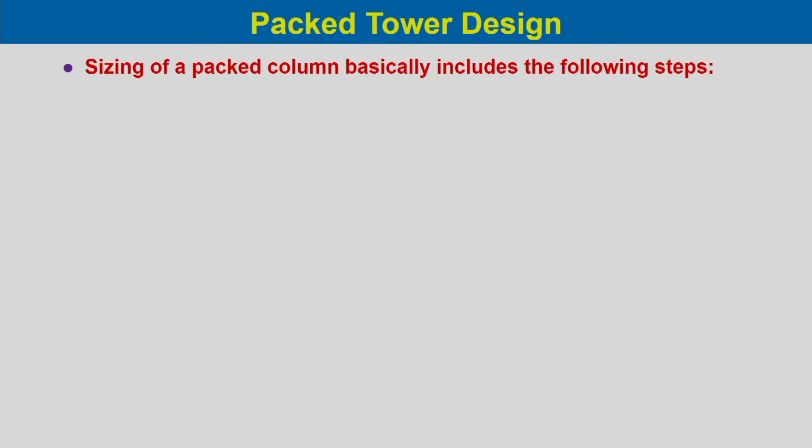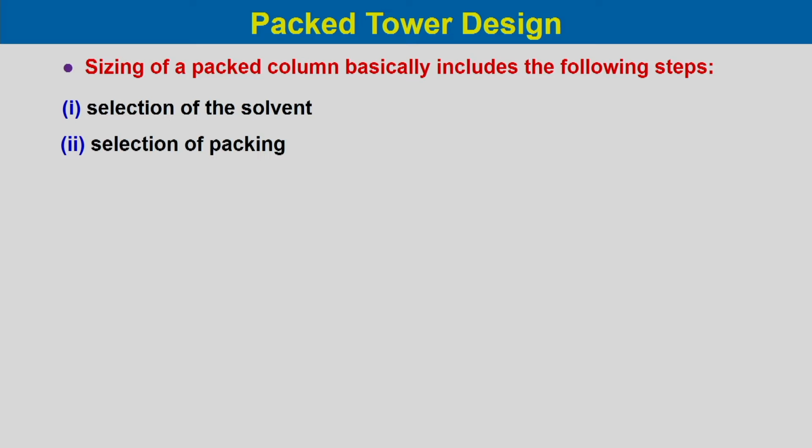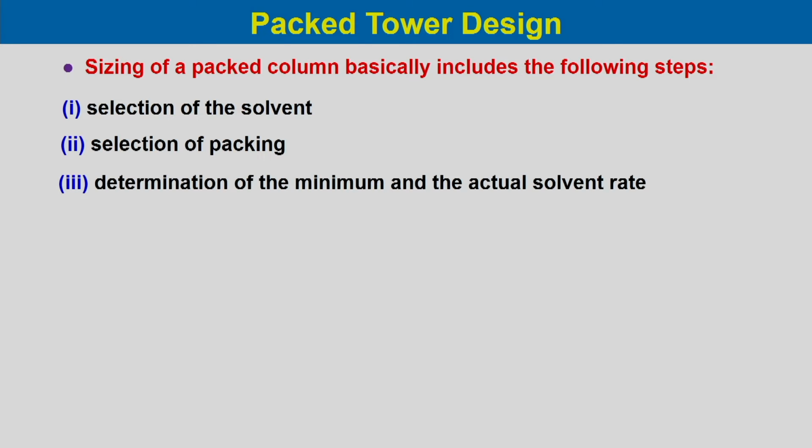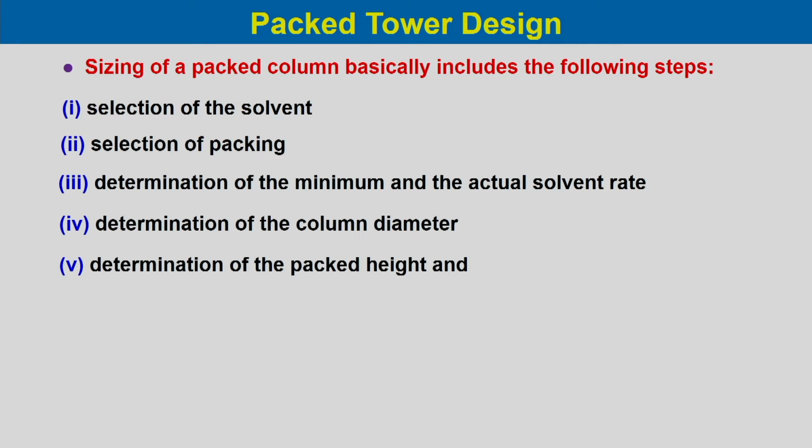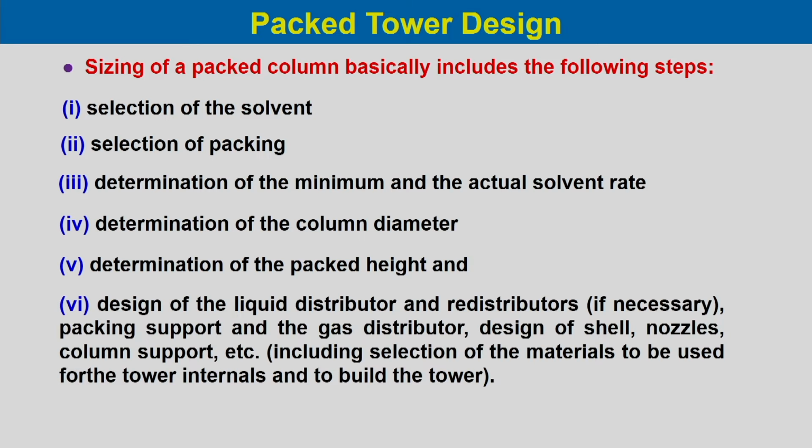Now, the sizing of a packed column includes a few steps which we need to consider. First is the selection of the solvent, and second is selection of packing, then determination of the minimum and actual solvent rate, determination of the column diameter, determination of packed height, and the design of the liquid distributor and redistributor if necessary, packing support and the gas distributor, design of nozzles, column support, including selection of the materials to be used for the tower internals and to build the tower.